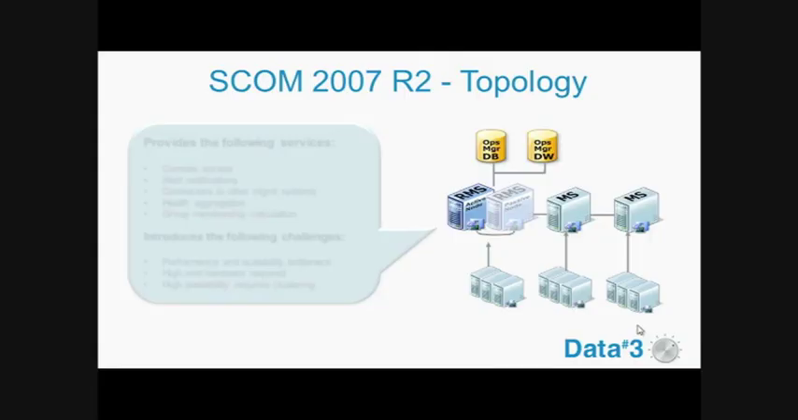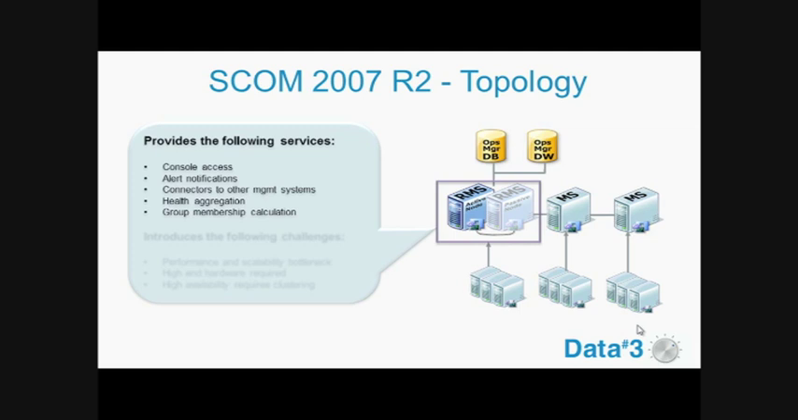So let's have a look at a typical SCOM 2007 R2 topology. So this is, say, a management group. We've got a clustered root management server, a couple of management servers, a large number of agents feeding data up into those management servers, and a couple of databases in the back end.